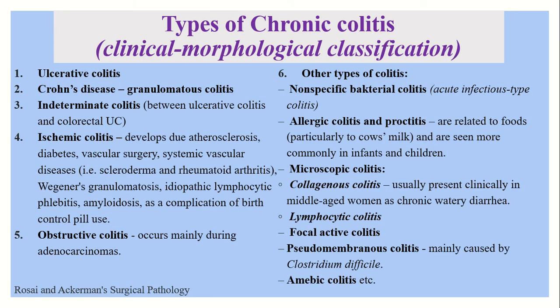Here I would like to present the clinical morphological classification, the types of chronic colitis. First, ulcerative colitis. Second, Crohn disease, granulomatous colitis. Third, indeterminate colitis, which is between ulcerative colitis and Crohn colitis. Then ischemic colitis, that develops in atherosclerosis, diabetes, vascular surgery, systemic vascular diseases such as scleroderma and rheumatoid arthritis, Wegener granulomatosis, idiopathic lymphocytic phlebitis, amyloidosis, as a complication of birth control pill use.